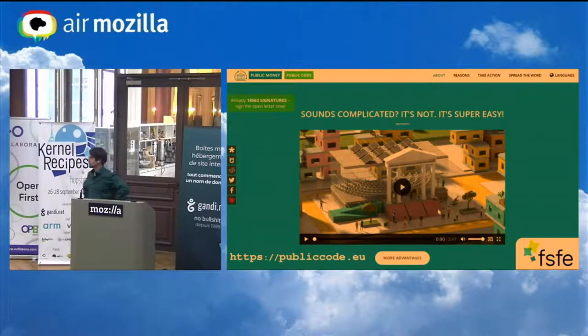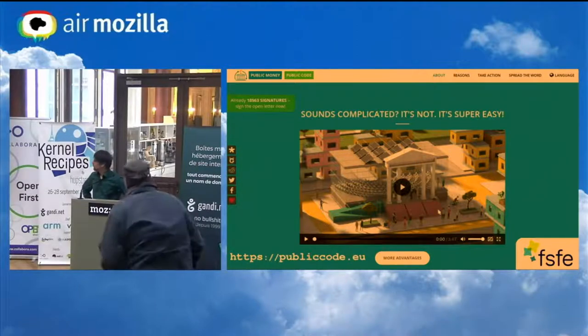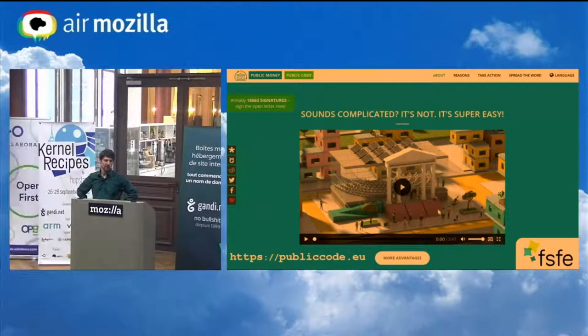So, yes, that was the short explanation of our campaign. We have now around 18,000 signatures for this, around 155 organizations which are also supporting this. I hope that after this we might have 50 more signatures on this.